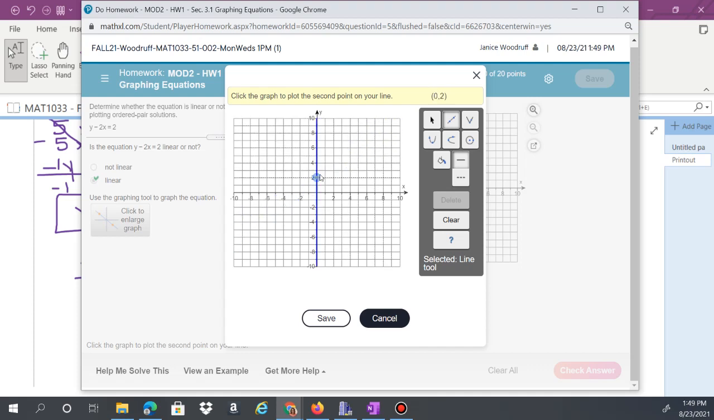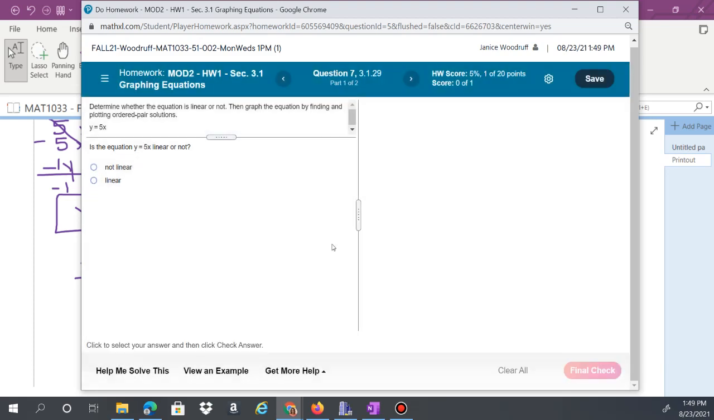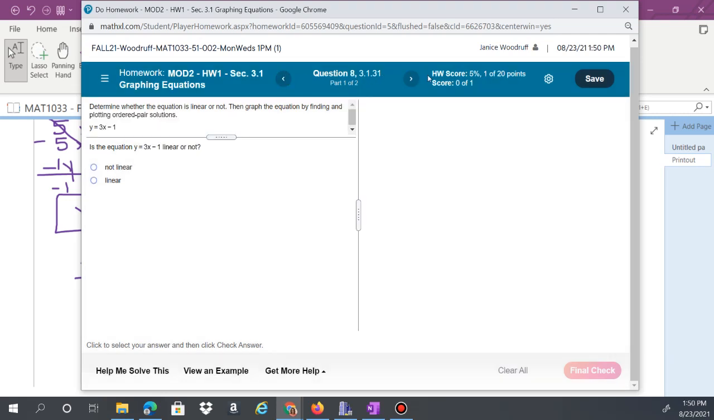The next point would be 1, 4. As I go here, I see up in the right the yellow line says 1, 4. Click the other point, then your line is snapped in place. Then you click save, and then you check your answer. There are going to be some where you have to fill in the chart and some that you don't. And as you see here, some of them are not linear.